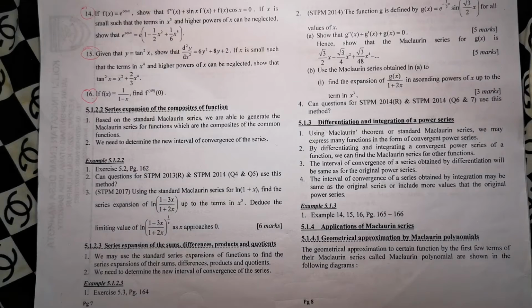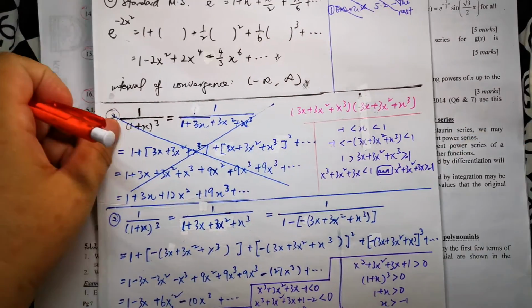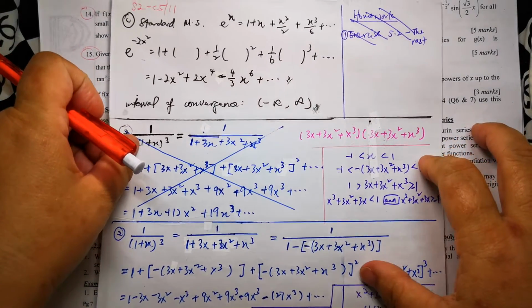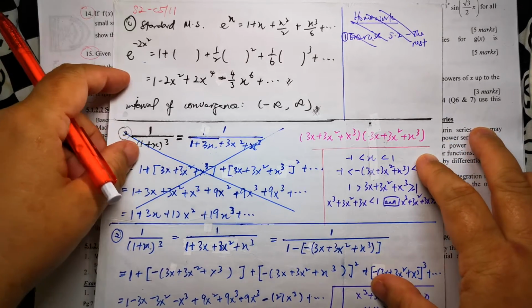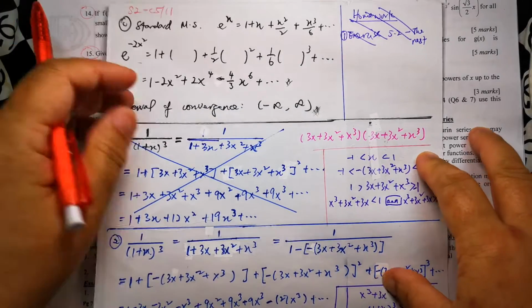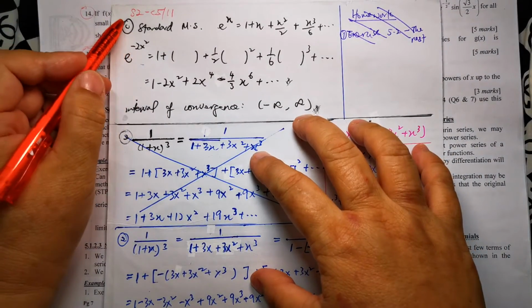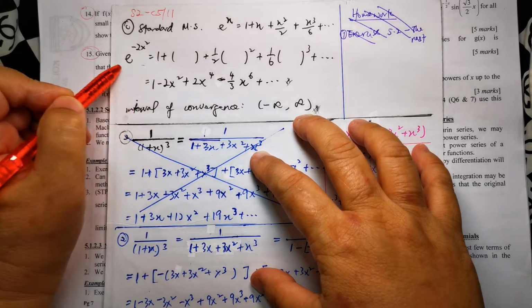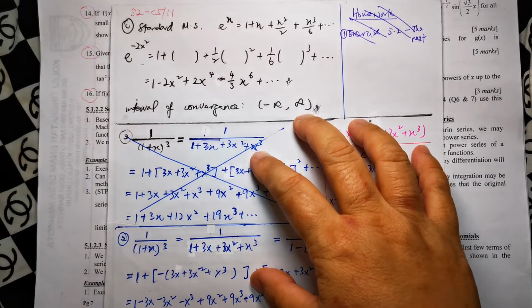So next, we are going to discuss question 1C. Question 1C is e to the power of -2x squared. This is the second question. We want to find the expansion for this function, e to the power of -2x squared.